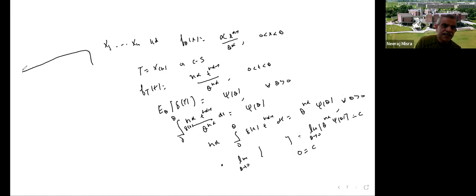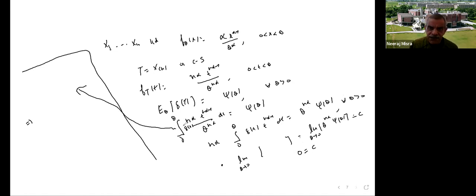The second part says if the UMVUE exists, then this has to be satisfied, right? If this is satisfied, I take the derivative on both sides. That should hold. That means delta theta to the power n alpha minus 1 is the same as the derivative of this, which becomes n alpha theta to the power n alpha minus 1 psi theta plus theta to the power n alpha psi prime theta.